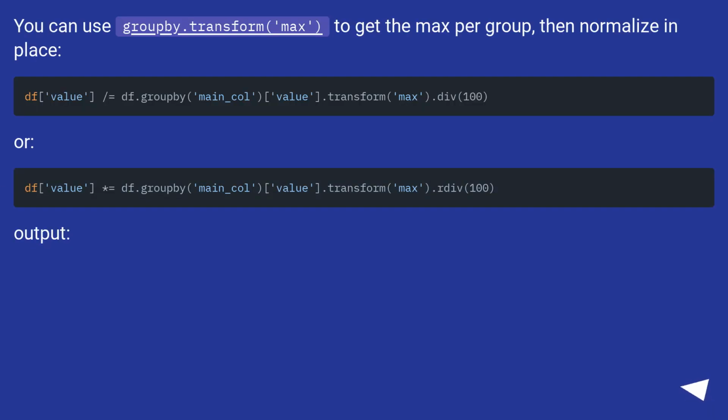You can use groupby.transform max to get the max per group, then normalize in place. Or output.